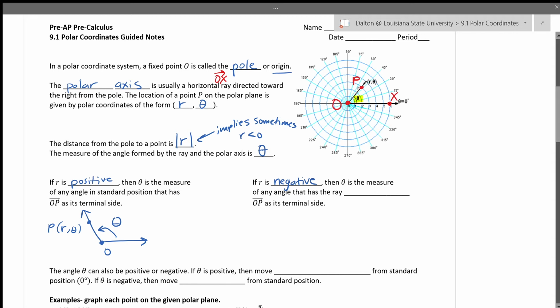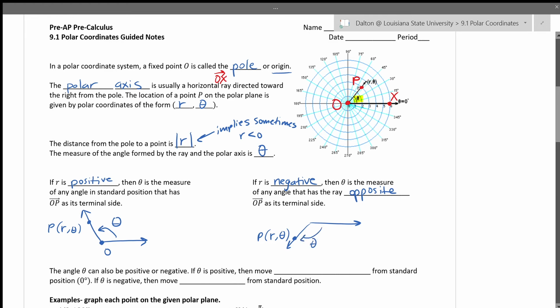If r is negative, then theta is the measure of any angle that has the ray opposite ray OP as its terminal side. So this one's a little bit different. I can still have an angle starting in standard position this way, and let's just say this time point P is down here with the coordinates r, theta. Now r stands for any kind of variable, so I don't have to negate it here. r can be any number that I want it to be. So I'm now supposing, what if I plug in a negative number here for r? What this is saying is that theta is not this angle here.